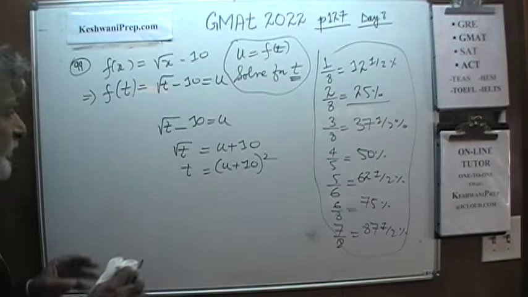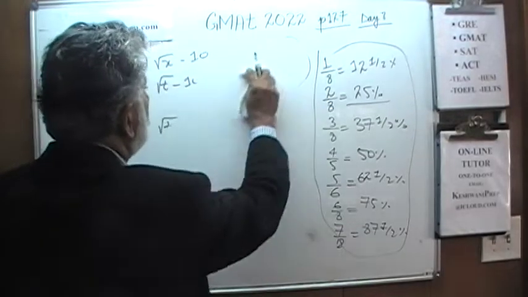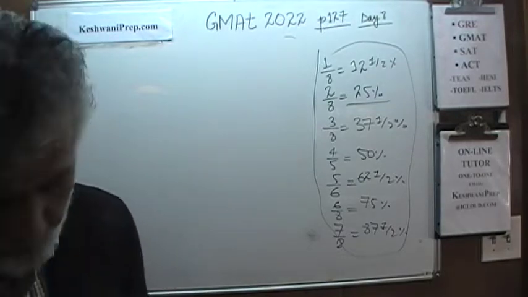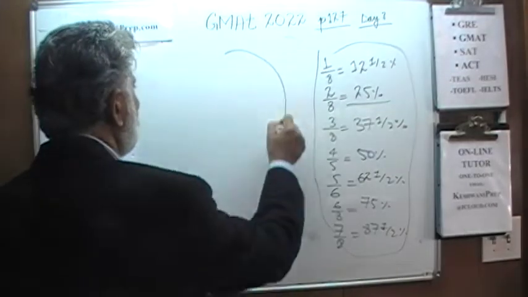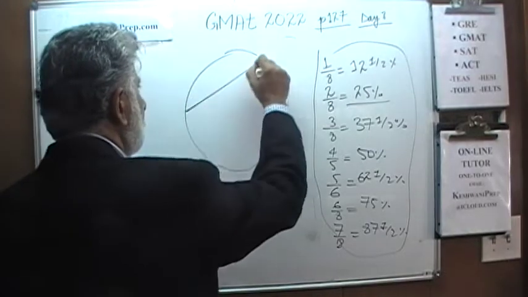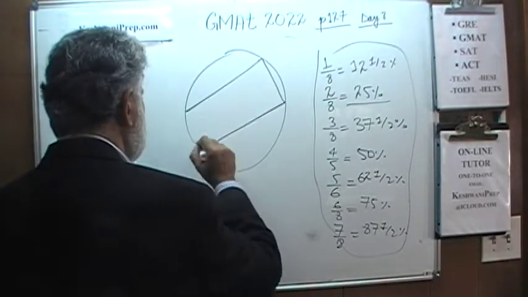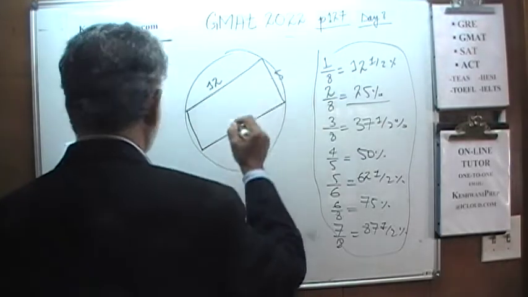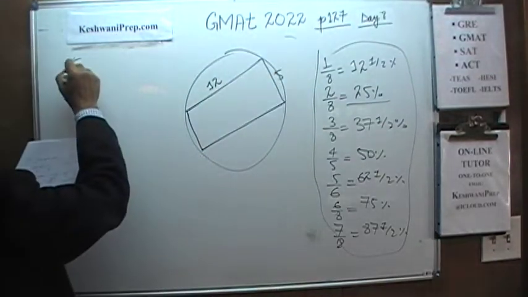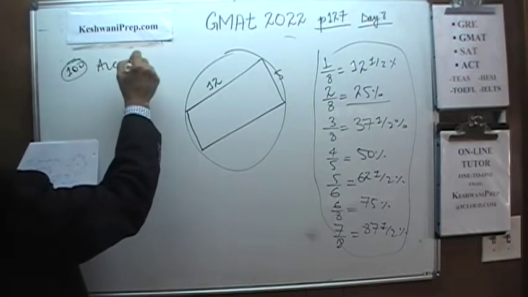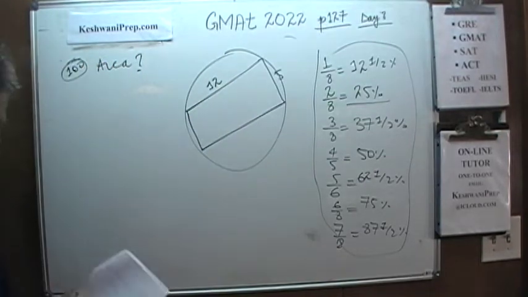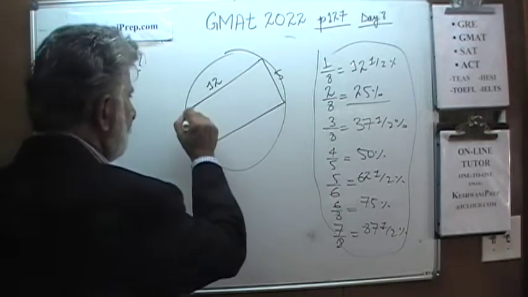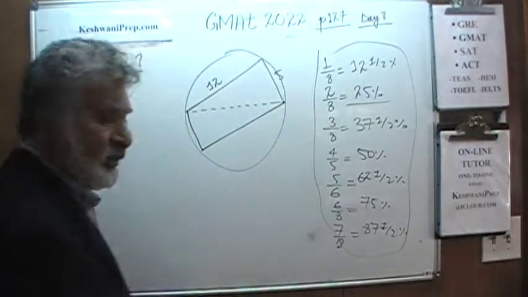Number 100 is the geometry problem. In number 100, we are given a circle, and inside the circle we have a rectangle. And we are told that this side is 12, this side is 5. The question simply is, what's the area of this circle? Well, before we worry about the area of the circle, we first have to figure out the radius. From here to here, that represents the diameter.